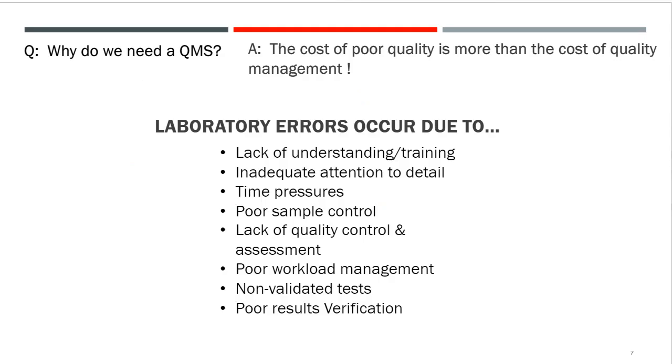Why do we need a quality management system is the question. The answer is the cost of poor quality is more than the cost of quality management. Laboratory errors occur due to these types of factors that are bulleted here on the list: lack of training, attention to detail, time, sample control, quality control, workload management, etc. And this is not a complete list. There are others as well. And the cost of making sure these errors don't happen is less than the cost of dealing with the wrong results when they do happen.